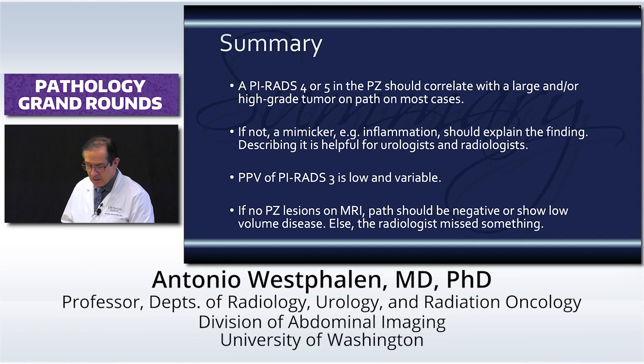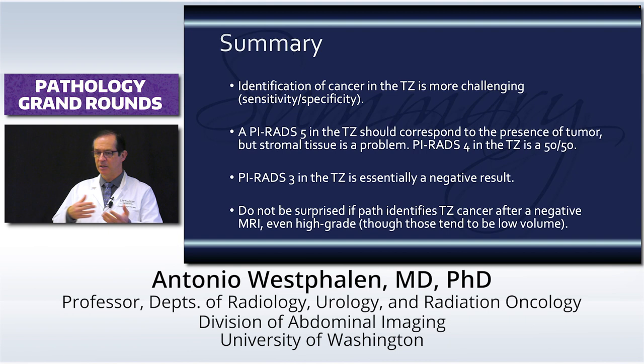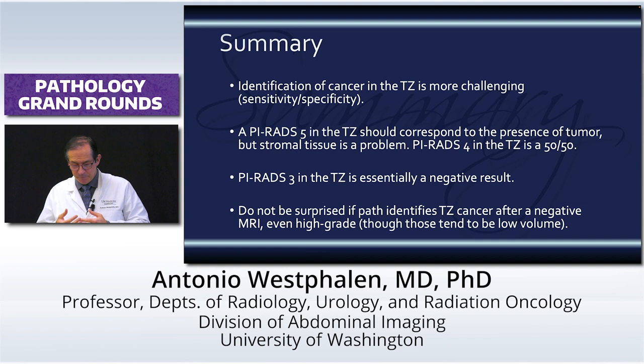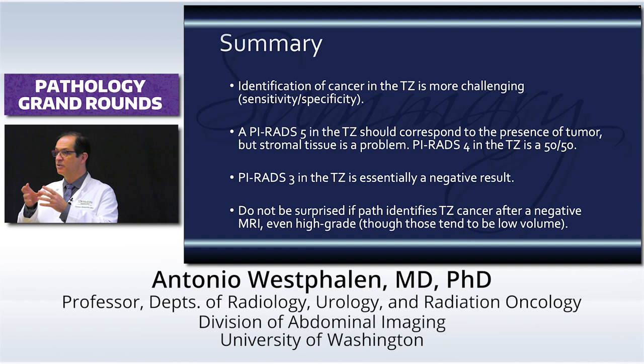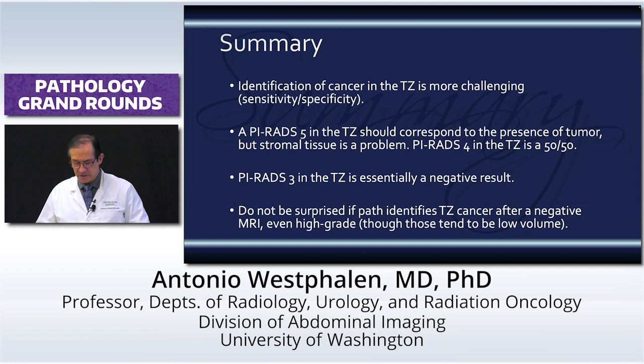In the transition zone, I already mentioned that it's very challenging, and in the end, you're either playing with sensitivity and specificity. I tend to be more specific. But if we have something that is a PI-RADS 5, something that's very obvious, there should be tumor there most of the times. Not always, but most of the times. The main mimicker will be stromal tissue. And if you have that, and you can see that it's clearly stromal tissue, it's good to let us know. PI-RADS 4, 50-50. Not necessarily always positive. A PI-RADS 3 is essentially a negative result.